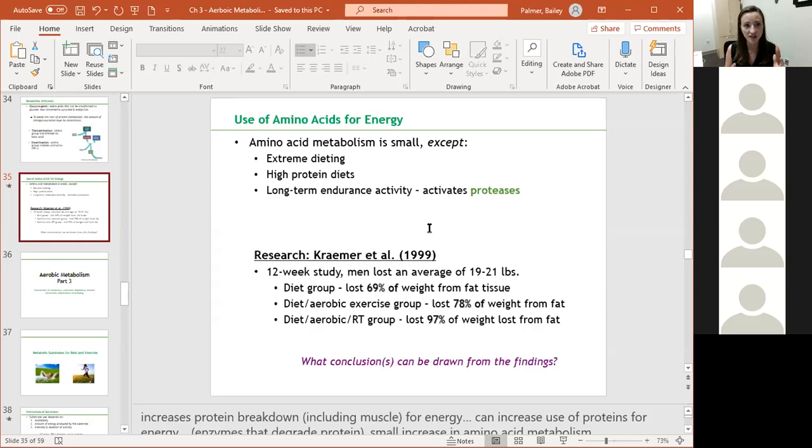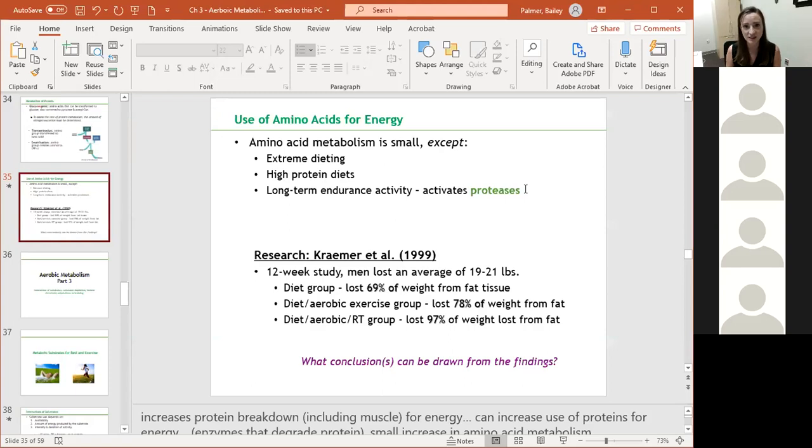This goes back to the availability factor. So if that's what's available, if that's what's abundant, then our body is going to pull from what is easily available or easily accessible. And then long-term endurance activity. So this activates that enzyme we said called proteases, and this enzyme breaks down and metabolizes our amino acids so we can use them for energy. Again, this is something we don't want to happen as well.